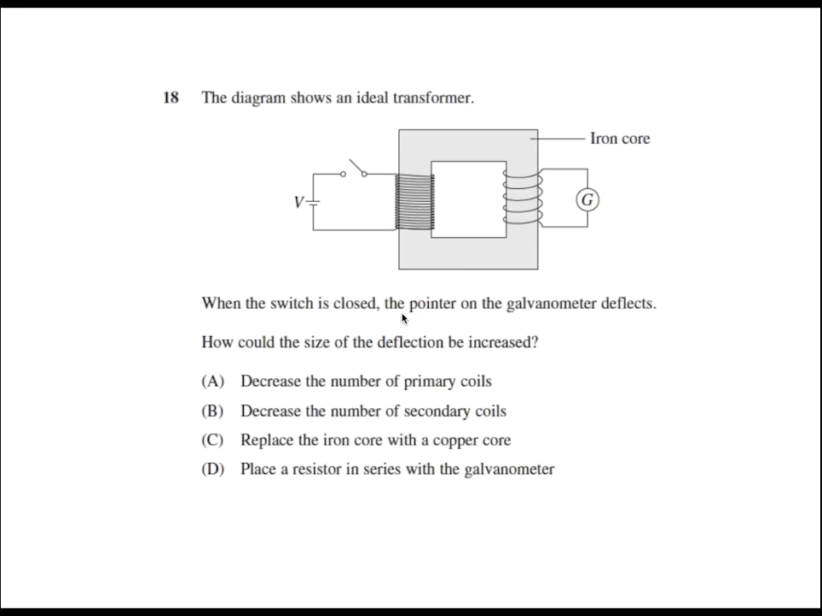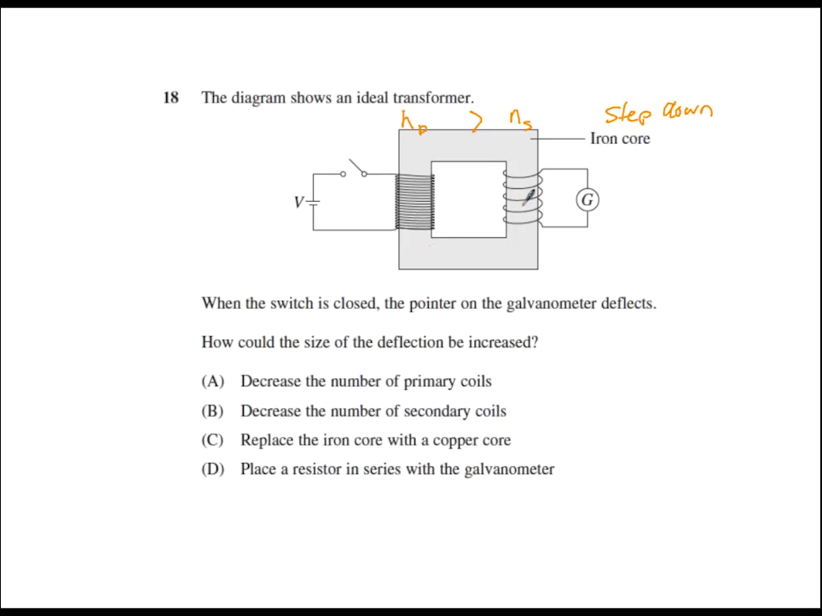Number 18. The diagram shows an ideal transformer and the switch is closed and the galvanometer deflects. How would you increase the deflection? I'll pause. So in this case, the first reaction would be, okay, we've got a transformer here. Clearly the number of turns decreases. So the number of turns in the primary is greater than the number of turns in the secondary, and that means we know that it becomes a step down transformer. So there is a voltage drop from here down to there.